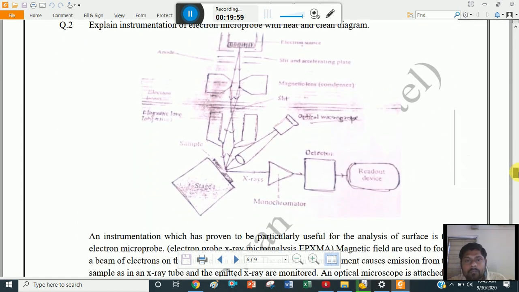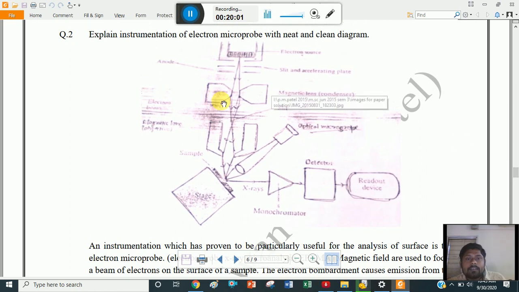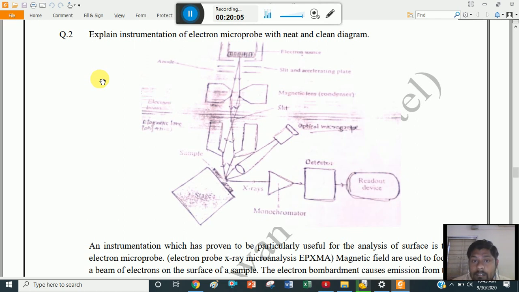Now the second topic, the electron microprobe technique. Explain the instrumentation of the electron microprobe with a neat and clean diagram. That is the electron microprobe microscopic technique. In some books it is also written as electron probe technique, EPM, electron probe microscopic technique.